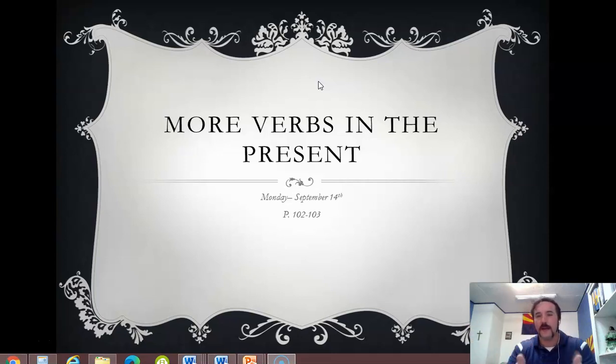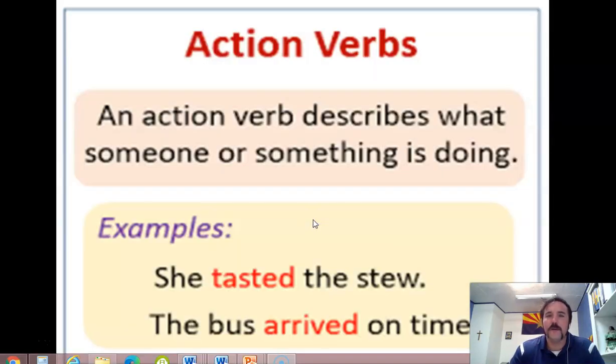We're talking about things that are happening right now, and through the spelling and how the verb looks, you can actually tell that in a sentence. It's kind of cool. We're going to get into past verbs later on this week and future verbs next week, but let's focus on verbs in the present. Again, page 102 to 103 is really going to help you.